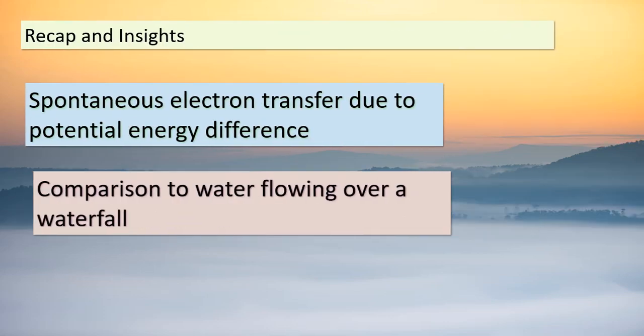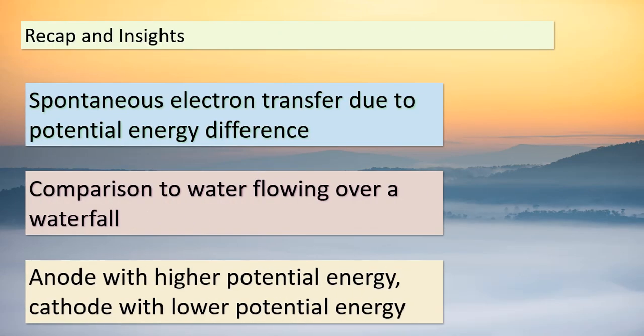As we wrap up this enlightening session, let's take a moment to recap what we've learned. Spontaneous electron transfer occurs because of a significant difference in potential energy. This concept can be likened to the flow of water over a waterfall, where water moves from higher to lower potential energy points. Similarly, electrons move from the anode, with higher potential energy, to the cathode, with lower potential energy, in a voltaic cell. This movement generates an electrical current that can be harnessed for various purposes. By understanding these principles, we gain insights into the underlying mechanisms of energy transfer and the captivating interplay between potential energy and electron flow.